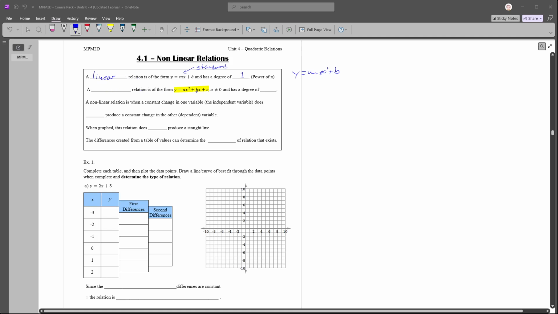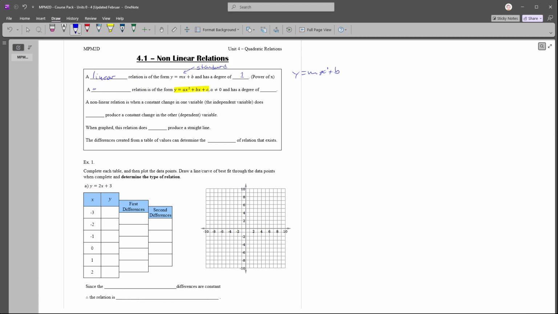Now, when we see an equation in that form, this is called a quadratic relation. It's of the form y is equal to ax squared plus bx plus c. This is the standard form for a quadratic equation. I don't know why it's not letting me show that there.